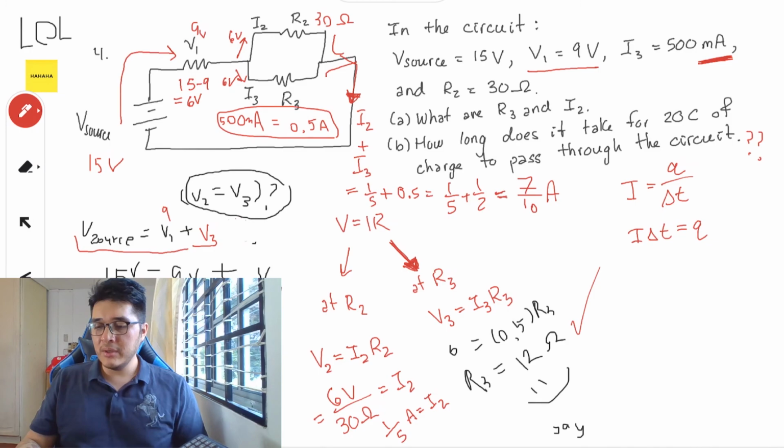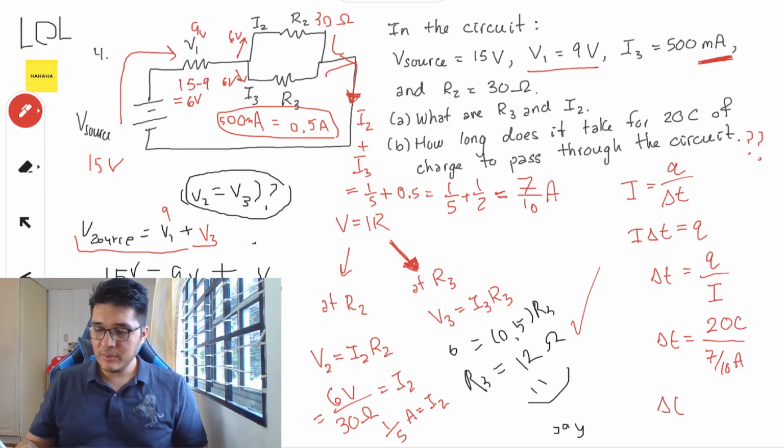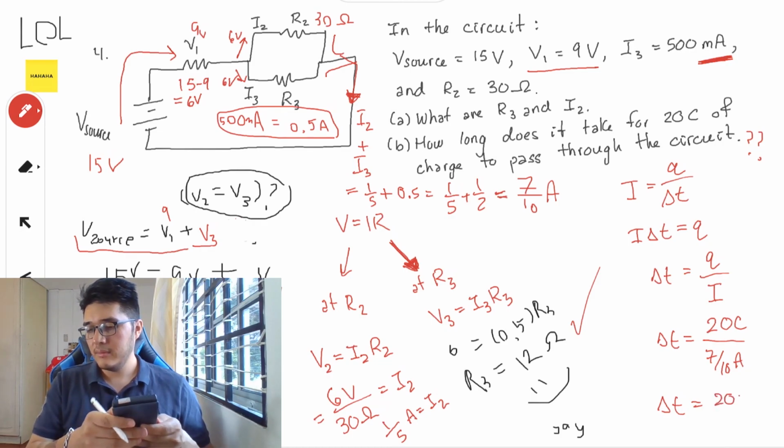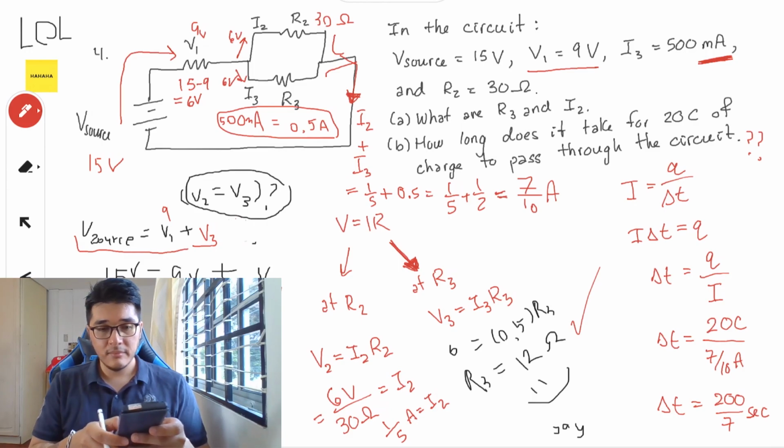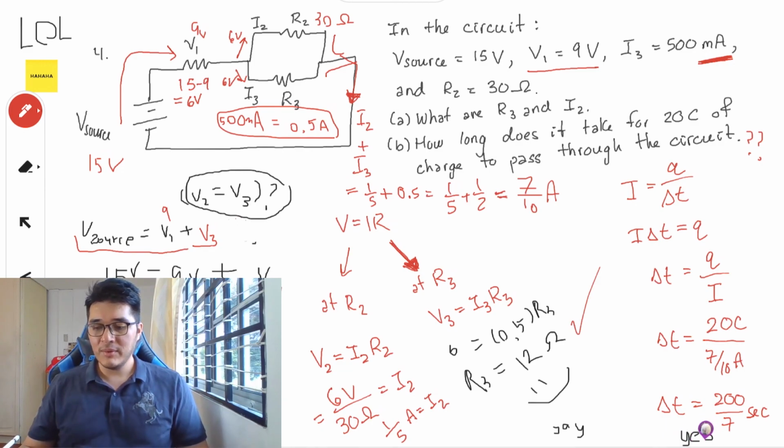So that's going to be the charge divided by the current. The charge is 20 coulombs and the current is 7 over 10 amperes. So 200 over 7. Let's double check. Okay, good.